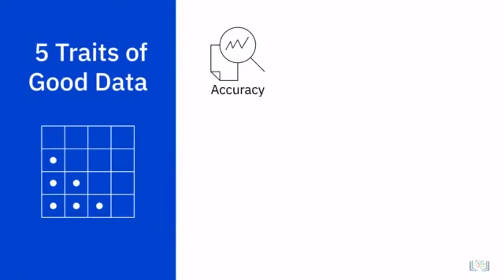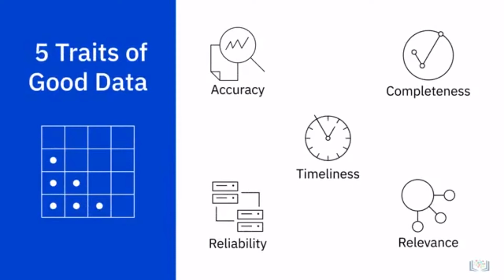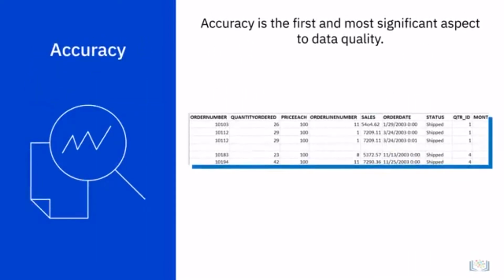Whether we are working with small sets of data or analyzing a spreadsheet with thousands of rows, one of the most difficult parts of the data analysis is finding and keeping clean data. To help with this process and qualify the data, look at these 5 traits: accuracy, completeness, reliability, relevance, and timeliness. Accuracy is the first and most significant aspect to data quality. A data analyst must clean the dataset by removing duplicates, correcting formatting errors, and removing blank rows.